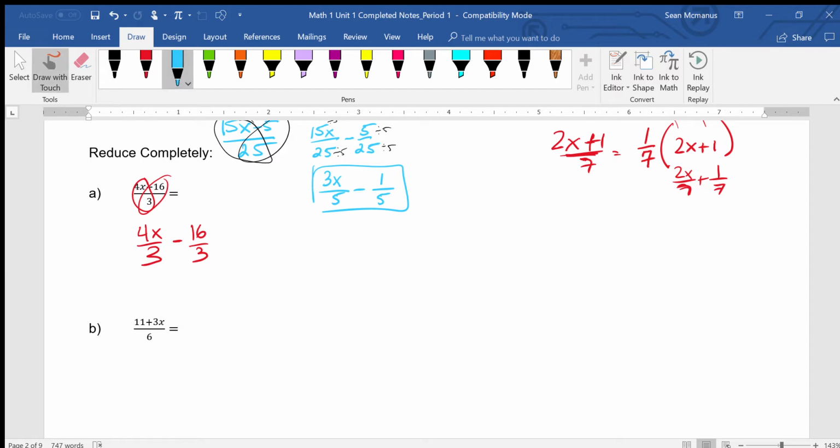So we go down to this one. Again, I'm going to do like I did on the last.